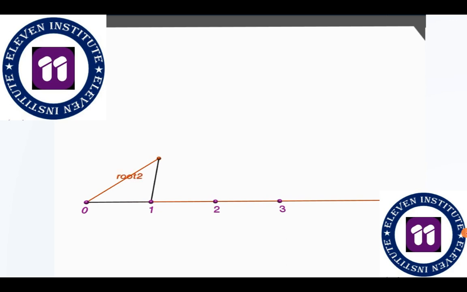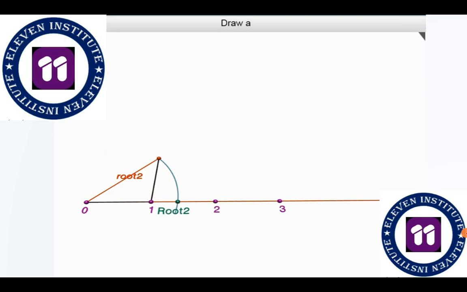Now we will measure this with the help of a compass like this, and we will draw an arc on the right side, something like this. The point where the arc intersects the number line is our root 2. I hope this is clear to you.